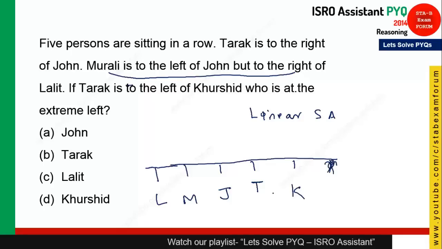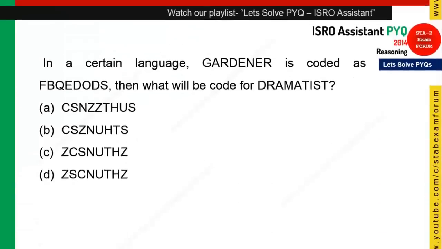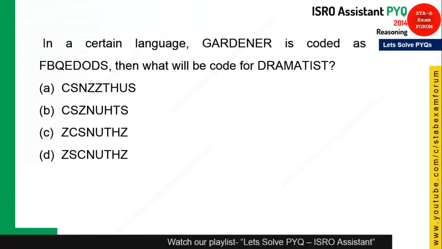So we have all 5. What he is asking is, who is at the extreme left? So extreme left we have Lalit, so option C is the right answer. Let's see the next question, and your time starts now.